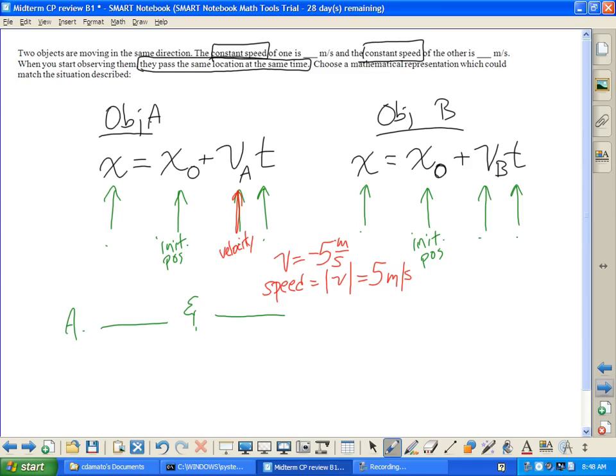So be careful in case the question tries to trick you by giving you two velocities that are both negative. Or for that matter, could they be opposite signs? Sure. They could pass the same point at the same time and be going in opposite directions, as long as the speeds match up. So that's not going to be too hard either.